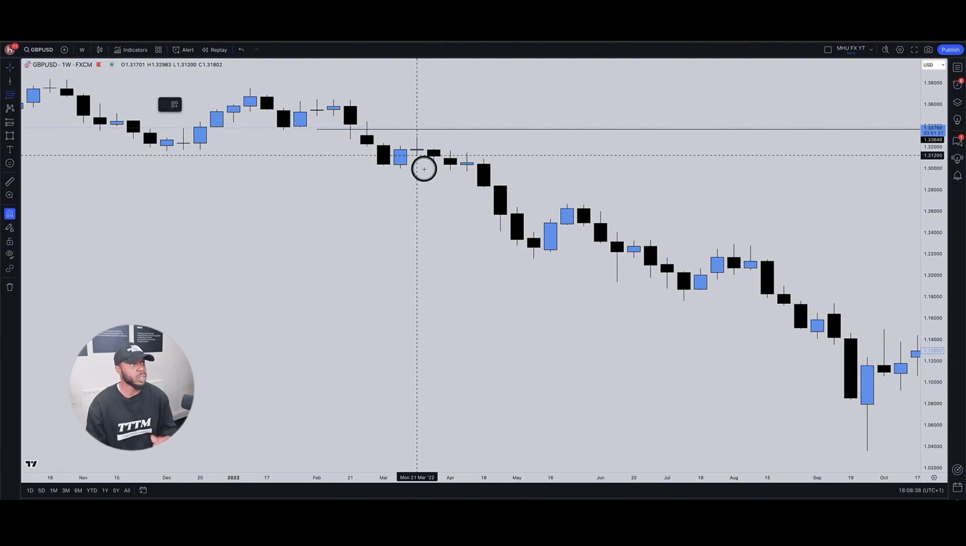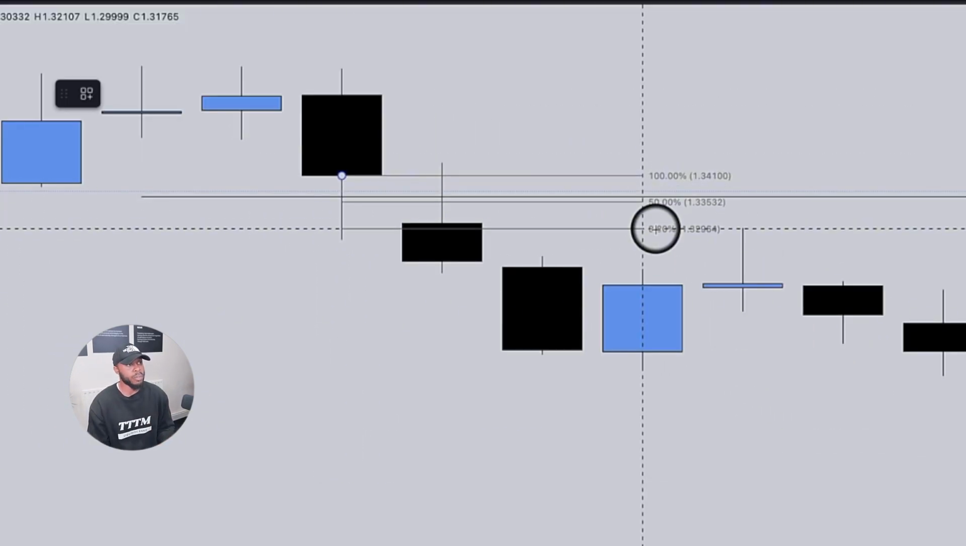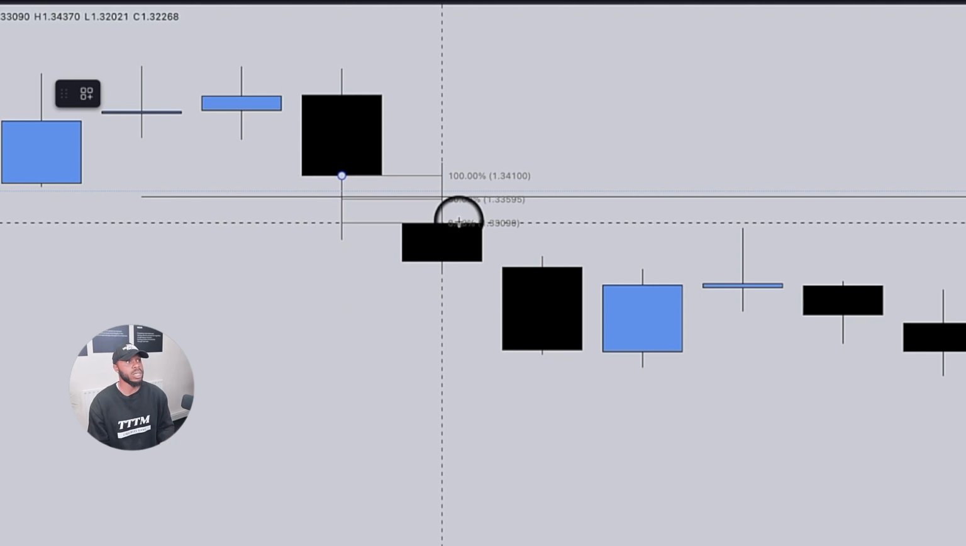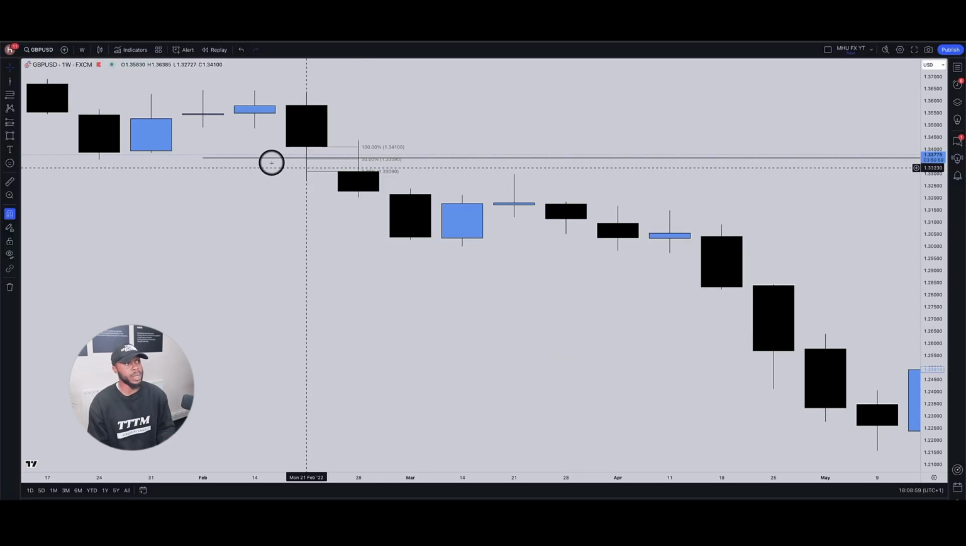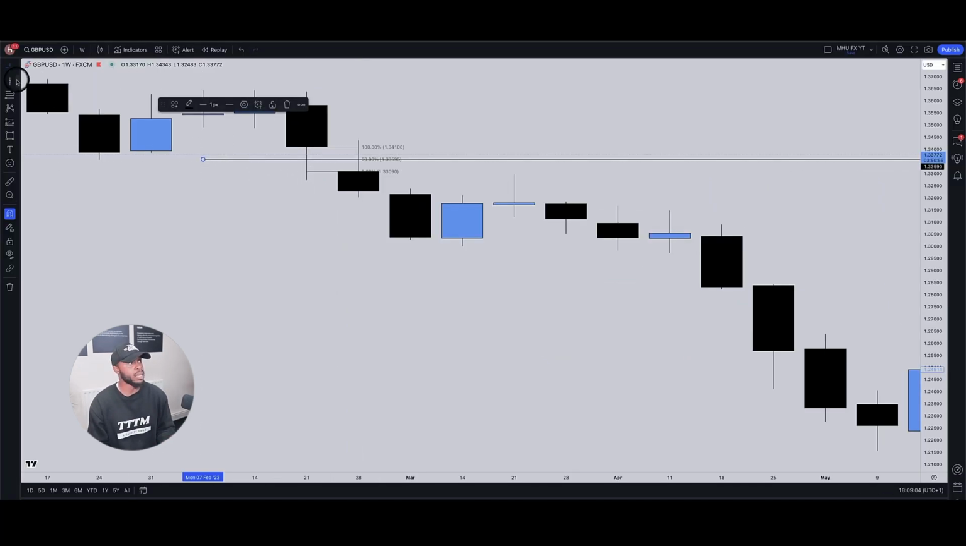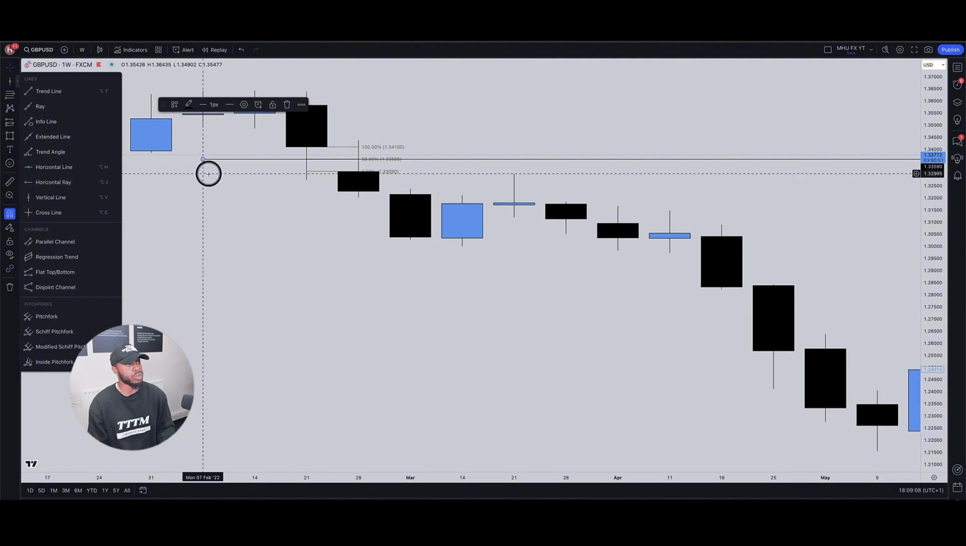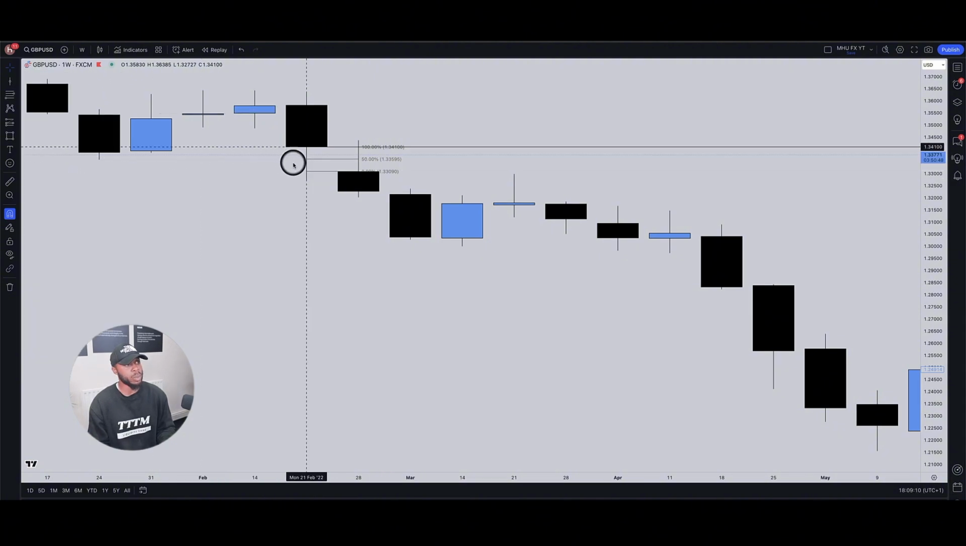Cool. And just one way to do that, what you can do is drop your fib tool from where this candlestick closed and drop it to where this one opened. And then what you do is you get a line from up here, go to the tool section, go to horizontal ray. You'll get this little line here and just pull it where 50% is.